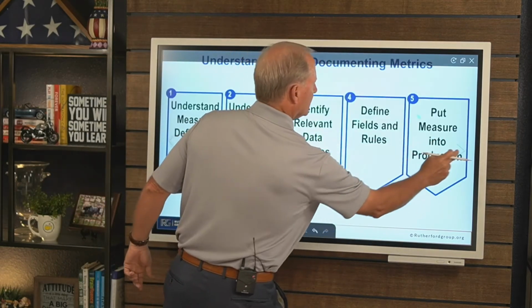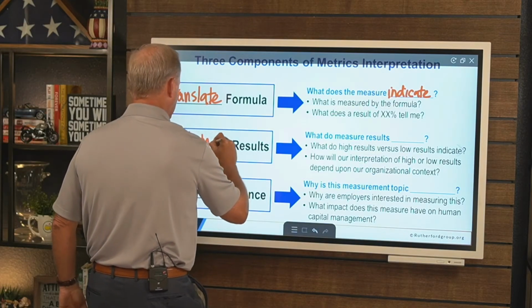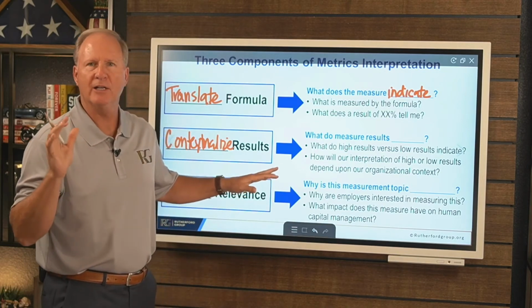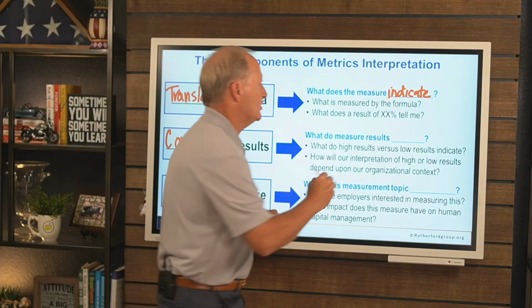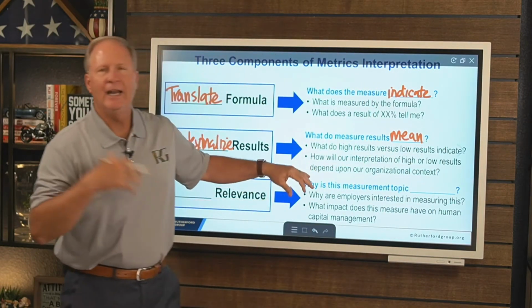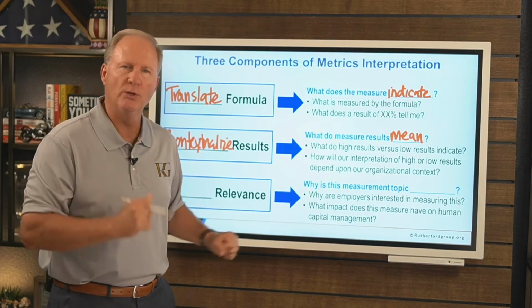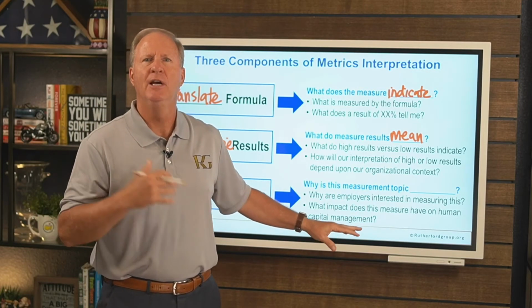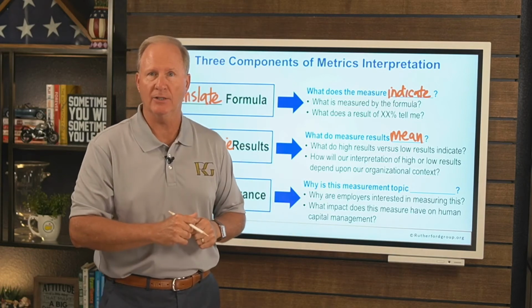contextualize the results. And when we talk about contextualizing results, we're saying, what do measure results mean? Okay? In essence, what we're looking for here is what do high results versus low results indicate? And then how will our interpretation of high or low results depend upon the organization's context?